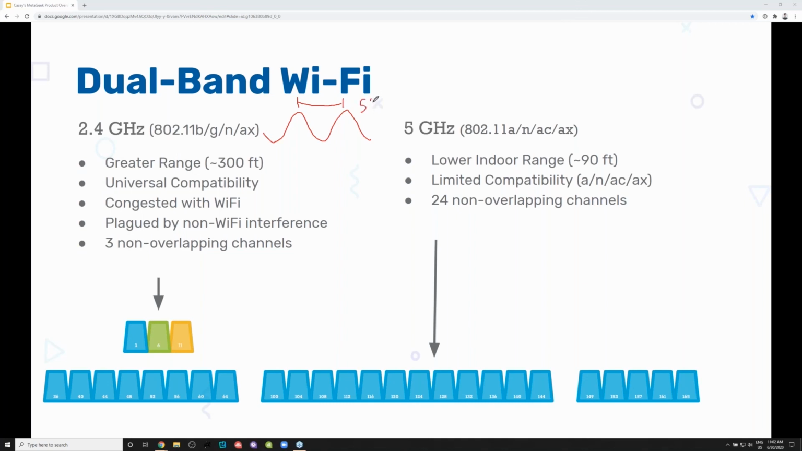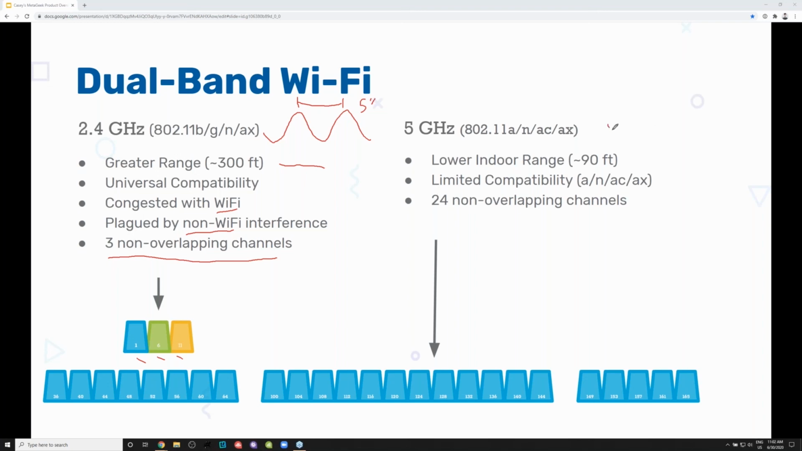And what this means is that this travels farther. This can attenuate through walls a little bit easier. It has a greater range, about 300 feet indoors, and a lot of devices use the 2.4 gigahertz band to talk, not just Wi-Fi devices, but non-Wi-Fi devices as well. So there's a lot of interference in this band, and that's why it's really important to have a spectrum analyzer. There's also only 3 non-overlapping channels in the 2.4 gigahertz band. That's 1, 6, and 11. So you'll hear me say this multiple times throughout this webinar. These are really only the 3 channels you want to use in the 2.4 gigahertz band.